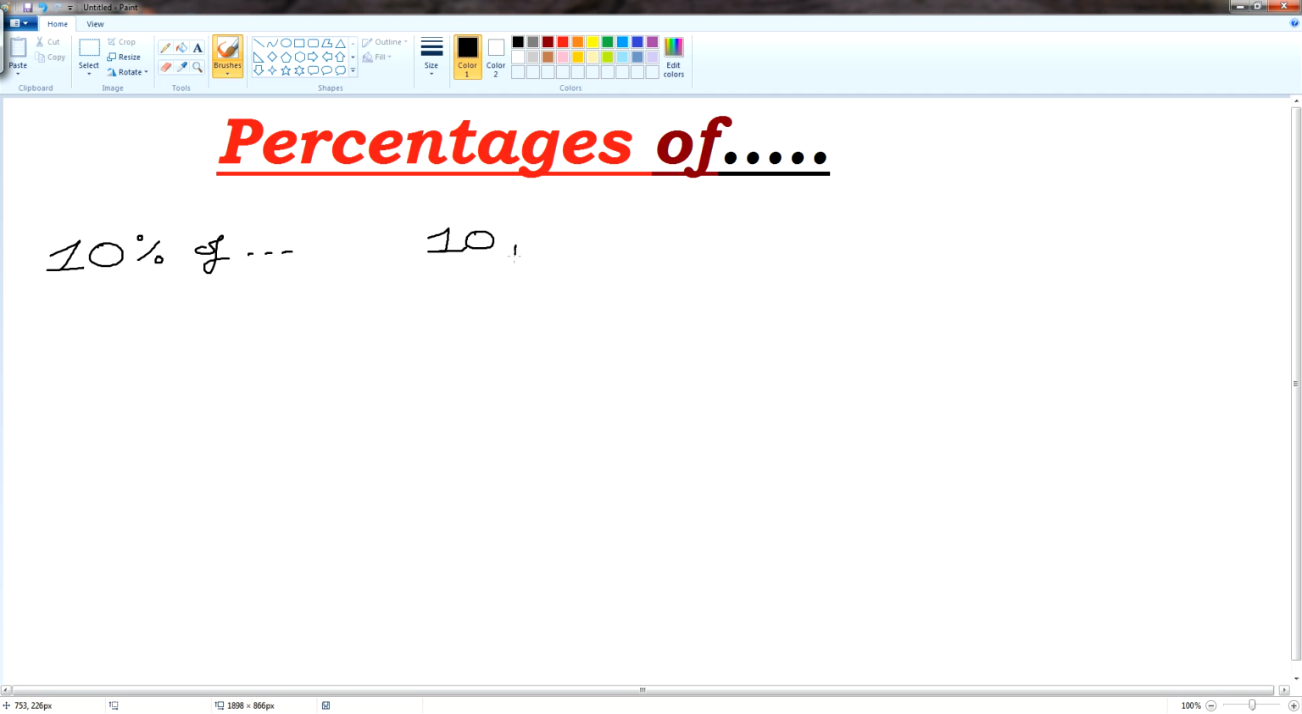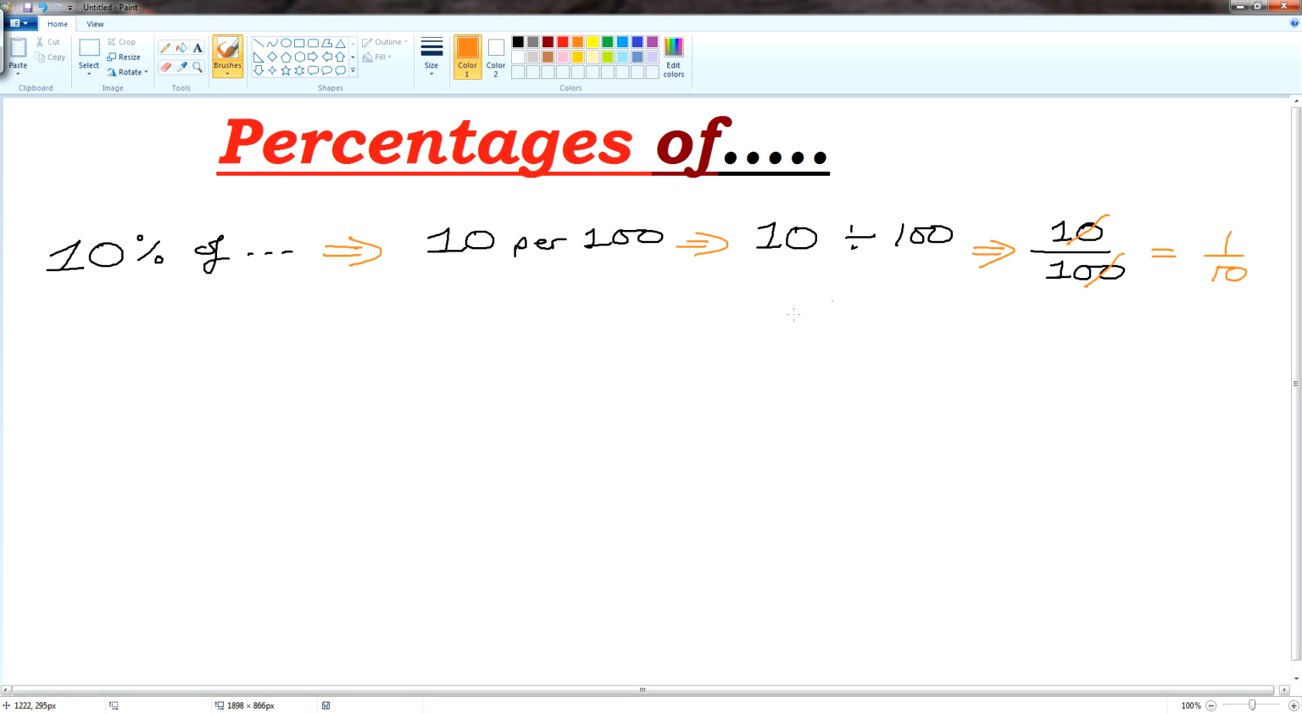10% means 10 per cent, per 100, which is the same as saying 10 divided by 100, which is the same as writing it as a fraction. Now 10 over 100, can we cancel it down? What can we divide top and bottom by? Divide by 10, and we end up with 1 over 10. So 10% at the end of the day is really 1/10 of something.